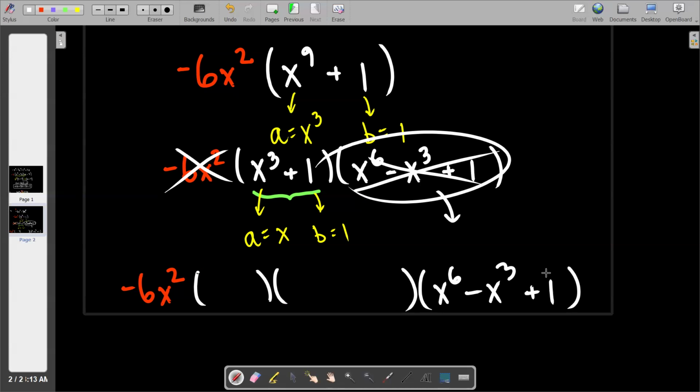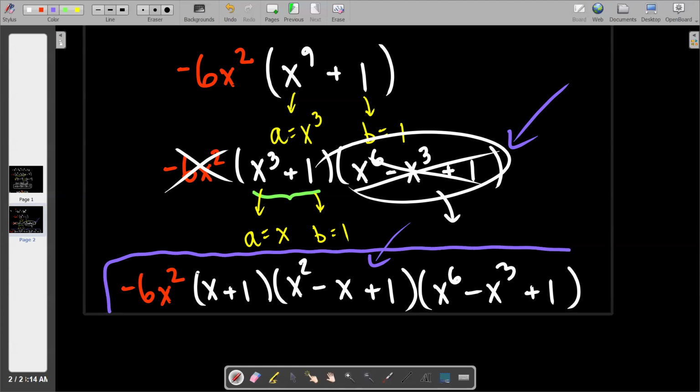What's my short set going to be? X plus 1. Long set? X squared minus X plus 1. There it is. And again, a long set is never factorable. And so we had a long set up here that we knew wasn't factorable, and a new long set here that we know is not factorable, and nothing else is going to produce any fruit. So we just box this up. And we're done.